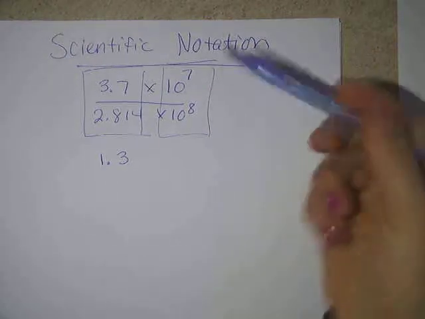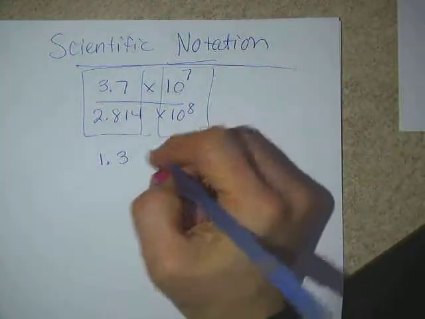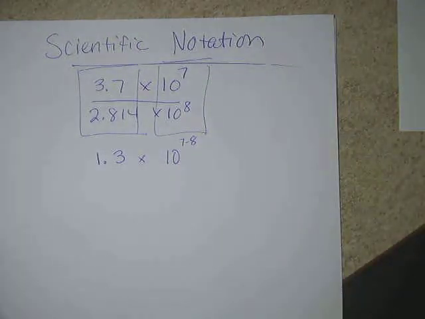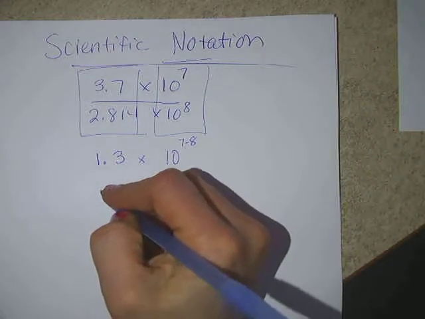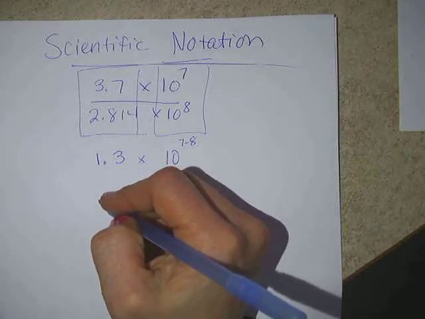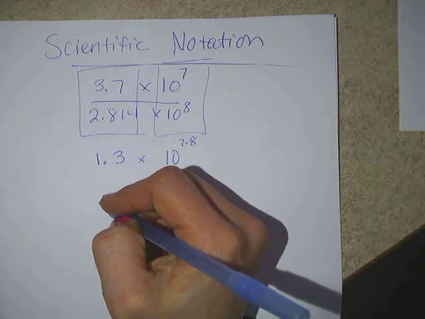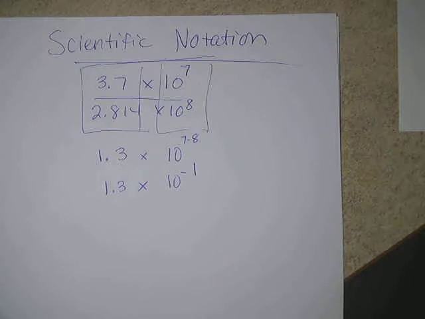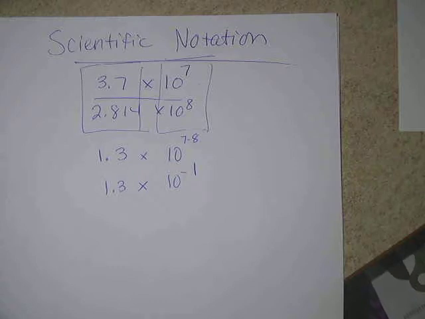So you are going to do 3.7 divided by 2.814, which is a number, 1.3. And then we're going to apply the rule to our powers of 10. So this would be times 10 to the 7 minus 8, top minus bottom. So 1.3 times 10 to the -1.